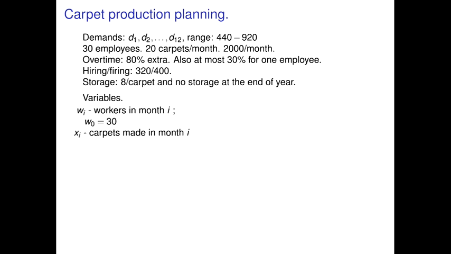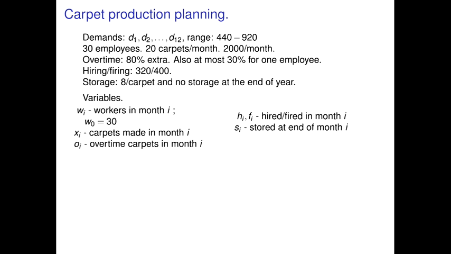Another variable of interest is how many carpets you made in a month. Another is how many overtime carpets you make, because those cost more. Then how many people you hired and fired. What does it cost to hire a person? If you hire 5 people, then it's 5 times 320. So these all figure into your cost, the hired and the fired. S_i is the number stored at the end of month i, because you have to pay for the storage. At the end, it has to be 0. You can't store anything at the end.